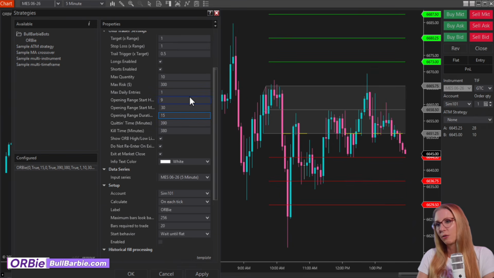1 minute chart, 15 is divisible by 1, good to go. 3-minute chart, 15 is divisible by 3, good to go. That's usually my middle ground, by the way. 2-minute doesn't work. We're going to end up with a decimal, not good to go. So pay attention to that.